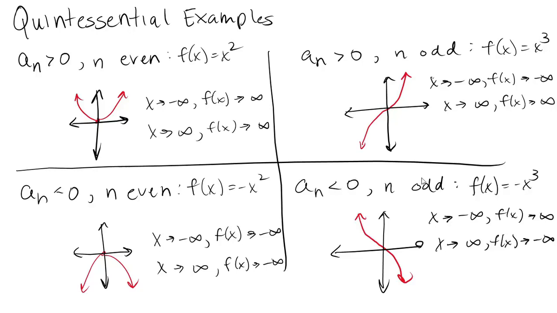For a sub n less than 0 and n is odd, I think of the vertical reflection of that, negative x cubed. The left end points up, the right end points down. As x goes to negative infinity, f of x goes to infinity. As x goes to infinity, f of x goes to negative infinity. So if I'm trying to determine the end behavior of a more complicated polynomial, I use one of these as my reference and get my end behavior from that. Let me explain what I mean.